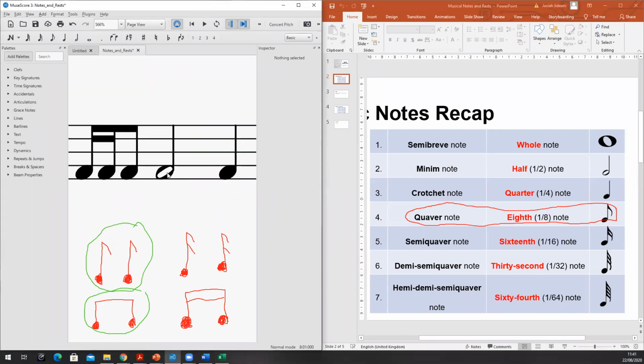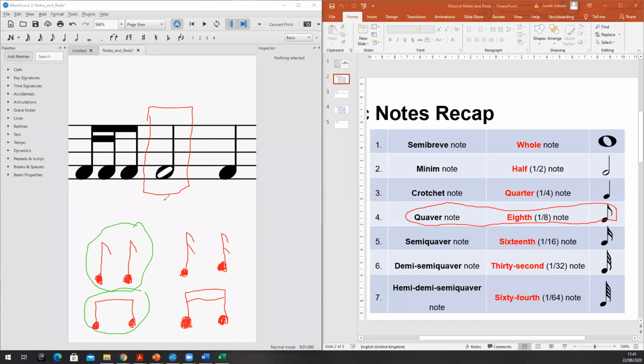So this note, we've done this before. Newton, what is this note? What's the name of that note? Minim. It's a minim, correct. It's a half note. Now, what is the equivalent rest of the half note?